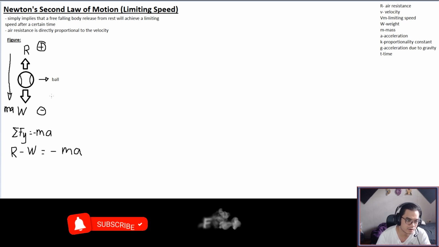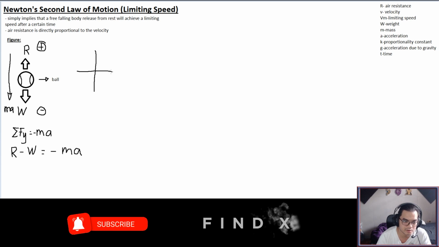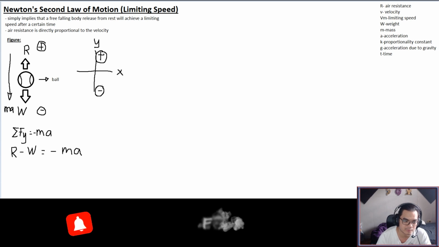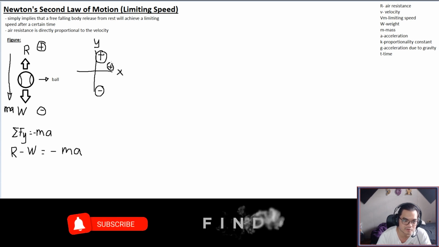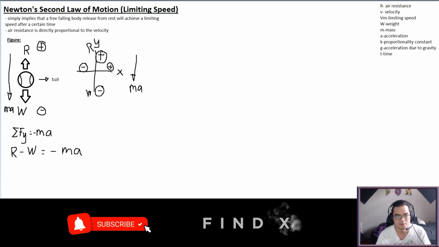Now, if you got confused here, as you can see, if we make a Cartesian plane here, of course, this is your x, this is your y, right? This is your positive side of y, this is your negative side of y, positive side of x, negative side of x. That's why your r must be here and your w is here. And then since it's going down, the ma must also be negative because it's going to the negative side. I hope that is clear.